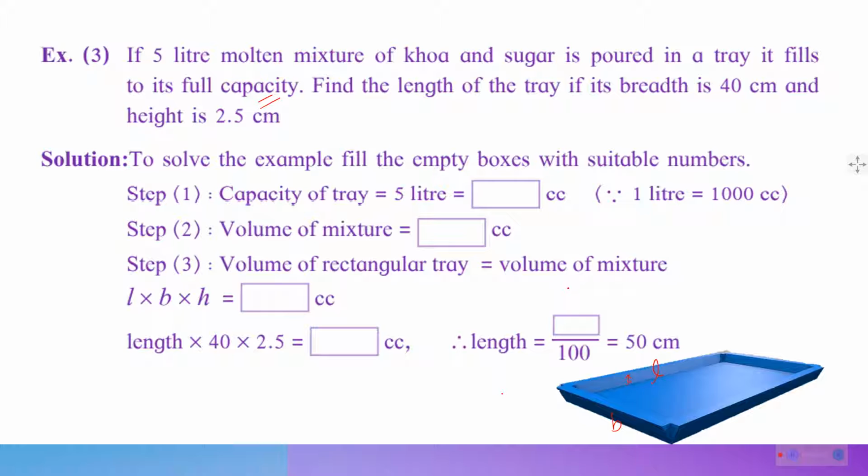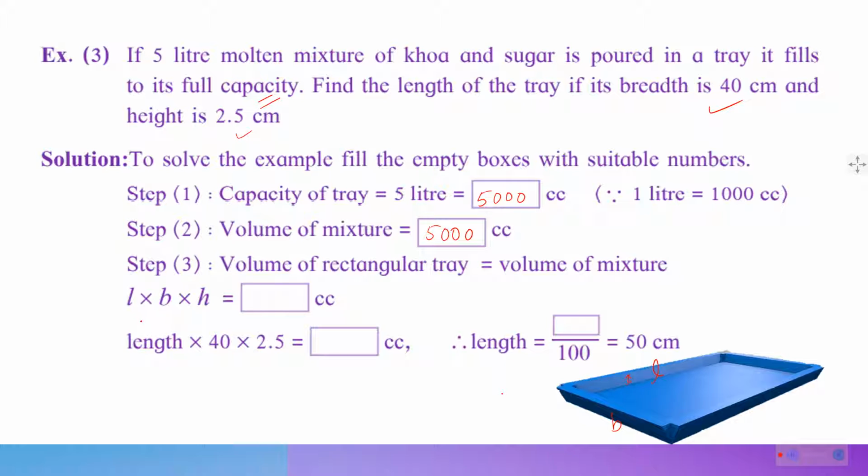Then it will be sometimes simply application of formula. It is given that 5 liter capacity. 5 liter capacity means, 1 liter is equal to 1000 cubic centimeter, that means it will be equal to 5000. You will fill up here, and that means if it is filled completely, the mixture also will be of 5000 cc. If it is 5000 cc and it is given that the breadth of the tray is 40 centimeter, height is 2.5.